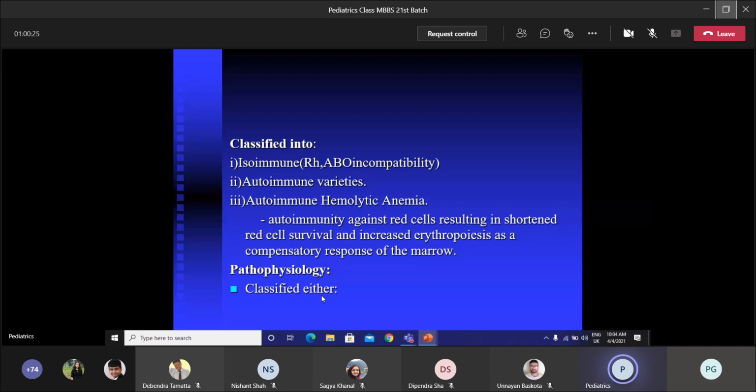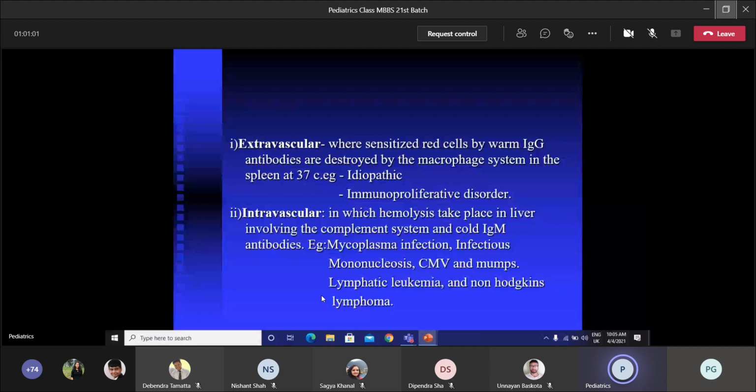due to an antigen-antibody reaction, and there will be increased erythropoiesis as a compensatory response of the bone marrow because the red blood cells are being destroyed. Pathophysiologically it is classified as either extravascular or intravascular. Autoimmune hemolytic anemia can be extravascular or intravascular. In extravascular, red cells sensitized by warm IgG antibodies are destroyed by the macrophage system in the spleen.